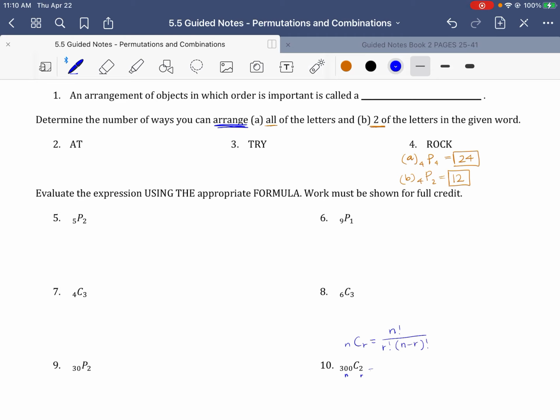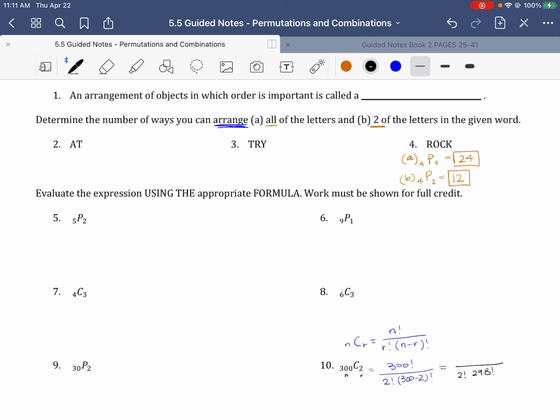So I'm going to go ahead and put 300 factorial on the top over r, which is 2 in this case, 2 factorial, 300 minus 2 factorial. And then we simplify. And again, it's easiest to simplify the denominator. So that's 2 factorial times 300 minus 2 is 298 factorial.